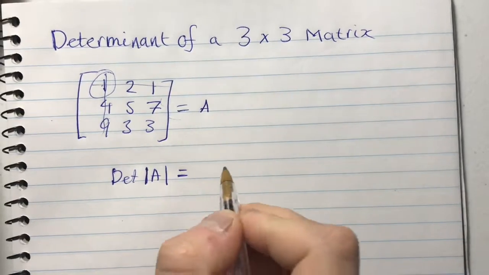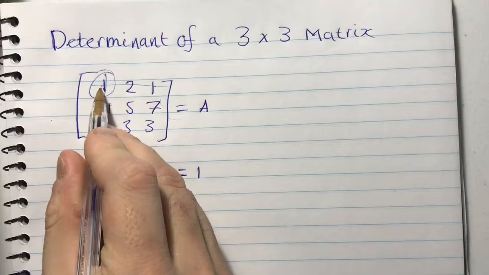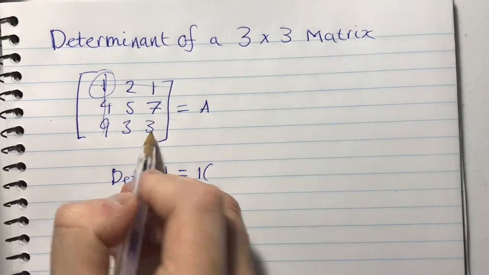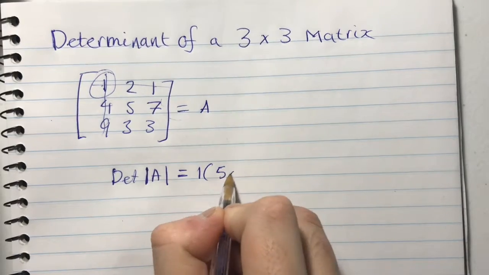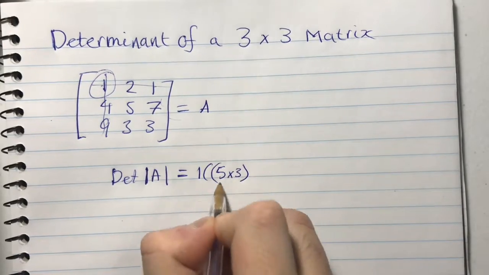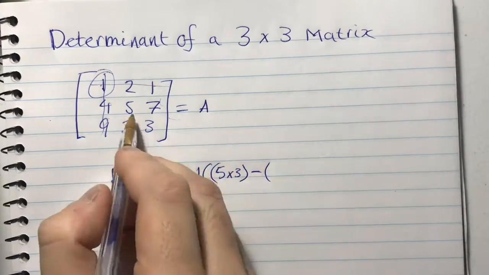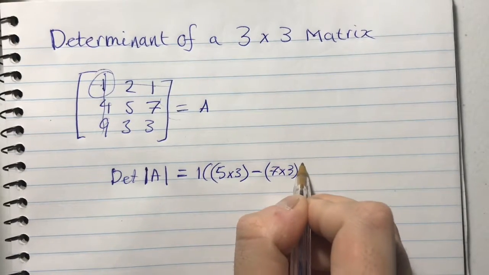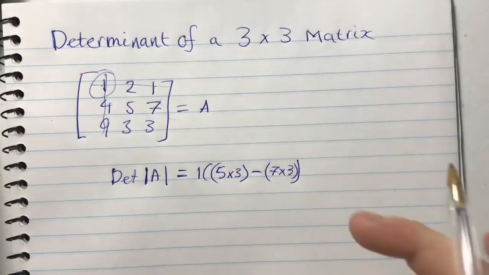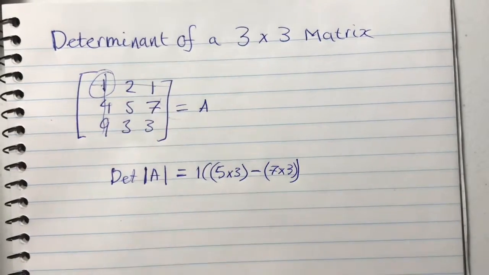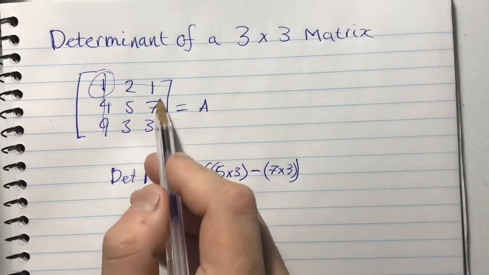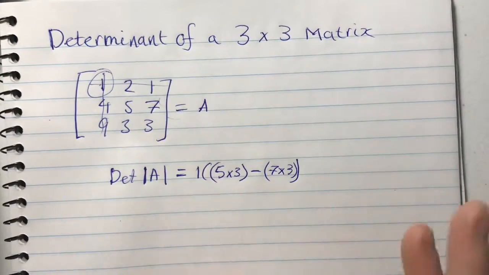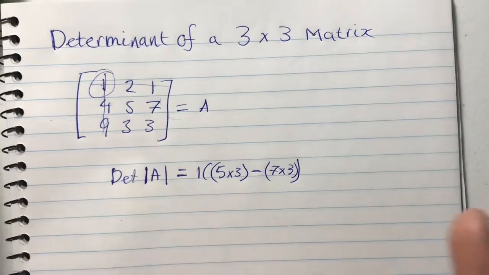And that's just equal to 1. As I said, I've chosen 1. And then I do 5 times 3, and I'll bracket that, minus 7 times 3. So it's the exact same as the process of a 2x2: this times this minus this times this. So A, D, B, C, or A, what, I can't remember. I just know how to do it. But that's how it's done.